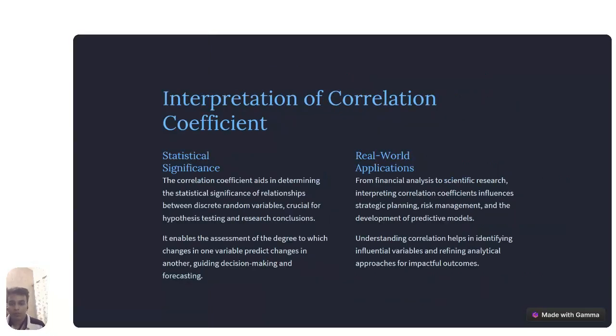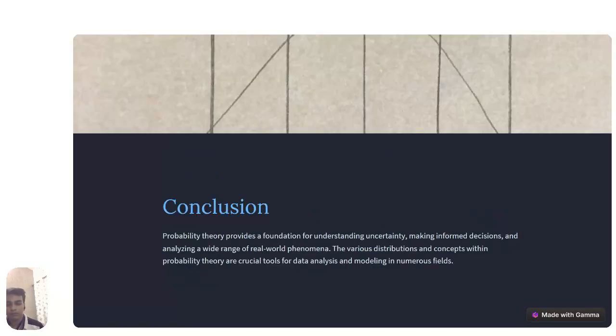Interpretation of correlation coefficient. Statistical significance: the correlation coefficient aids in determining the statistical significance of the relationship between discrete random variables, crucial for hypothesis testing and research conclusions. It enables the assessment of the degree to which changes in one predict the value of another, guiding decision making and forecasting. Real world application: from financial analysis to scientific research, interpreting the correlation coefficient influences strategic planning, risk management, and the development of predictive models. Understanding correlation helps in identifying influential variables and refining analytic approaches for impactful outcomes.